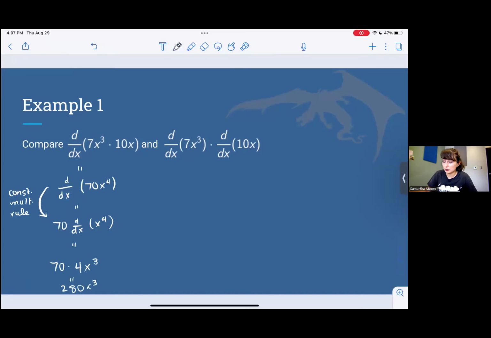Now let's go ahead and take the product of the derivatives. So over here, I would start with the derivative of 7x cubed. So that's 7 times the derivative of x cubed by the constant multiple rule. Times, again by the constant multiple rule, 10 times the derivative of x. Constant multiple rule.